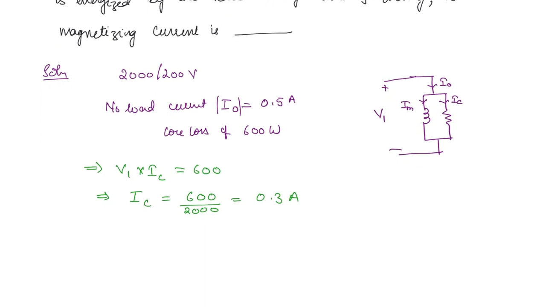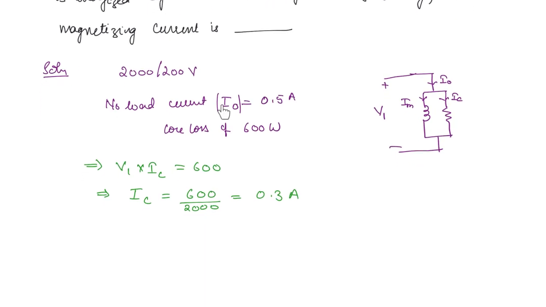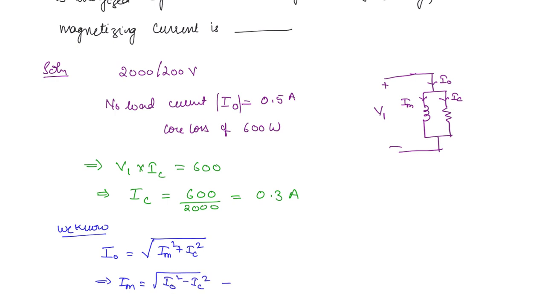Okay. Now you know IC and you know I naught as well, right? How can you find out the magnetizing current? We know that I naught is equal to root over IM square plus IC square because IM and IC are in quadrature, right? So once you know I naught and IC, you can find out IM as root over I naught square minus IC square. So if you calculate, how much will you get? 0.4 amperes. So this is the required answer.